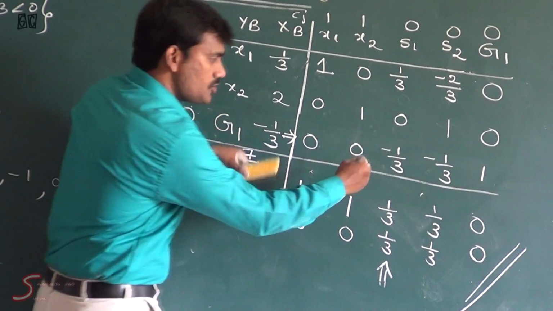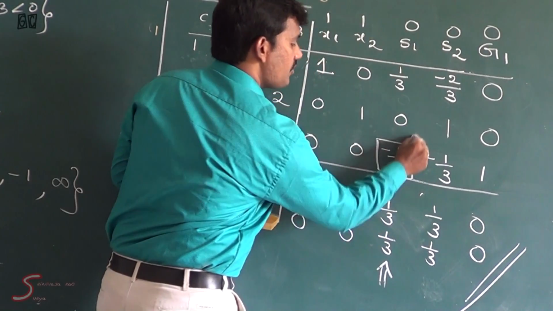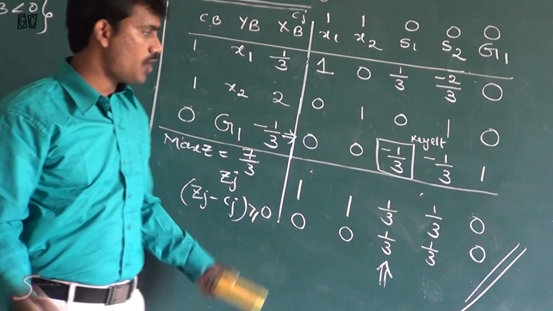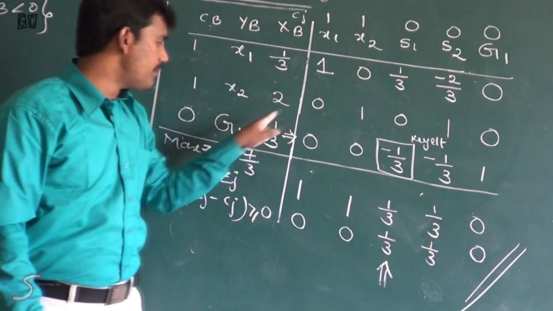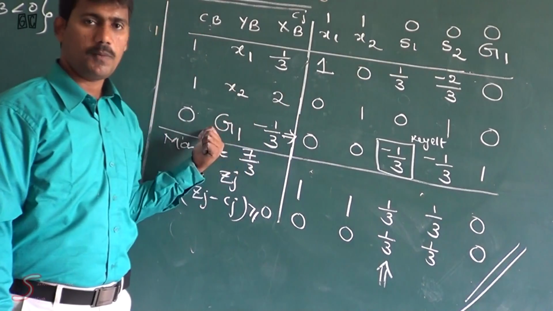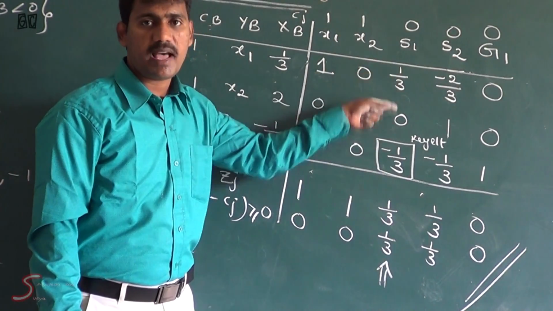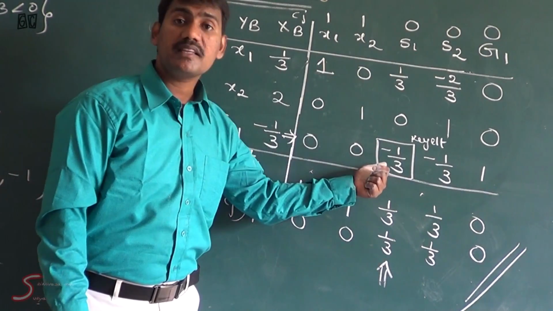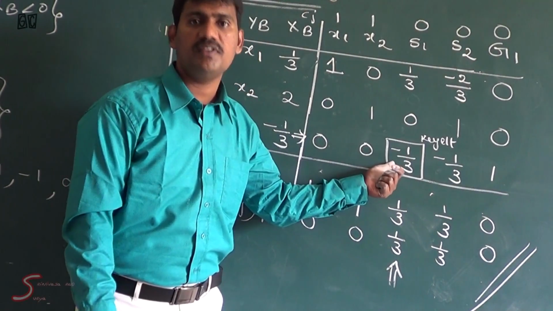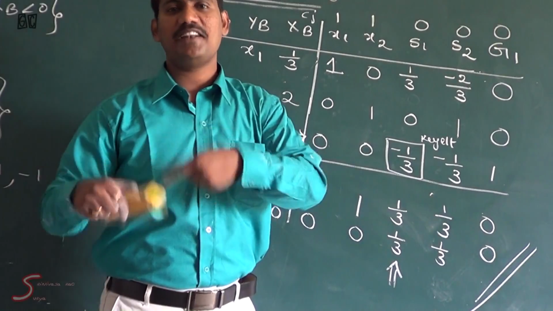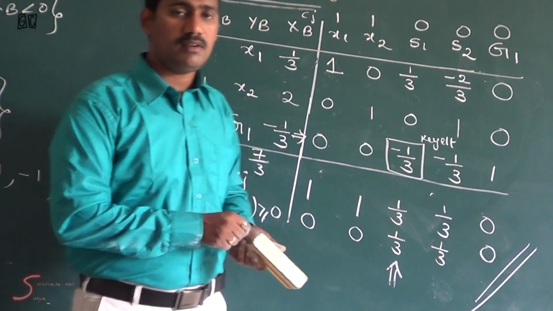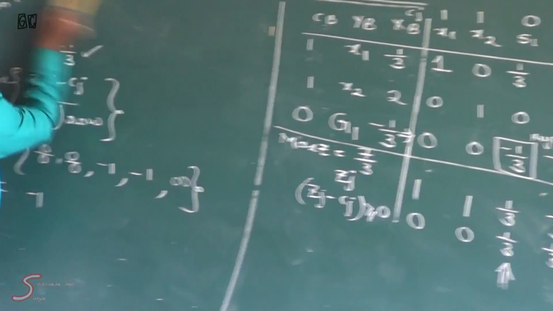If you combine these two, minus 1 by 3 is the key element. As usual, S1 is the incoming vector, G1 is the outgoing vector, the cost of S1 is 0, and we make all the elements in the key column 0, and make the key element unity by dividing itself. So in order to divide with minus 1 by 3, it's better to multiply with minus 3. Then the next iteration table is as follows.